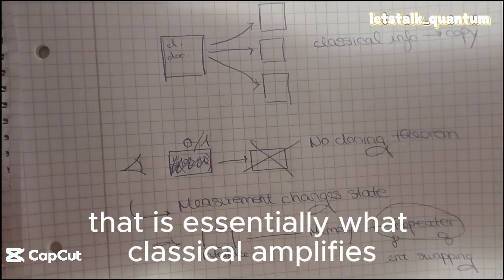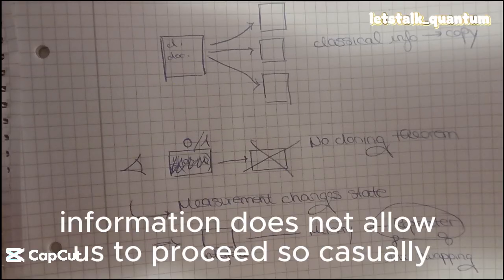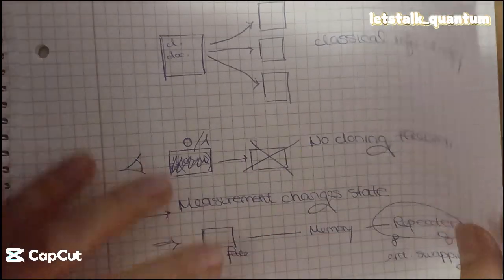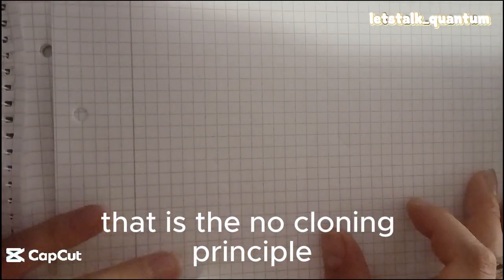That is essentially what classical amplifiers and repeaters do. Quantum information does not allow us to proceed so casually. An unknown quantum state cannot be copied perfectly. That is the no-cloning principle.